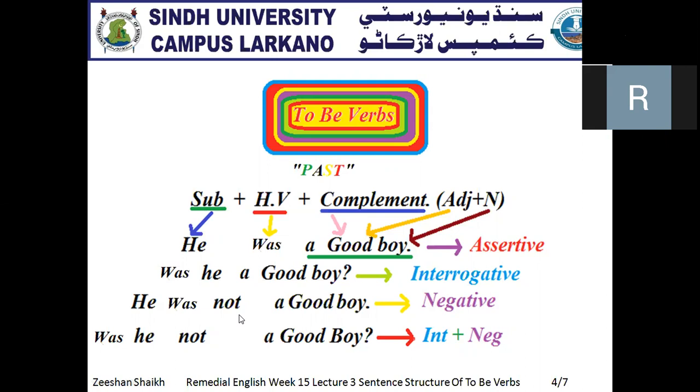And the negative sentence is third: he was not a good boy. This becomes the negative sentence whenever the word not comes after the helping verb. And at the last, was he not a good boy? So this becomes the interrogative plus negative.